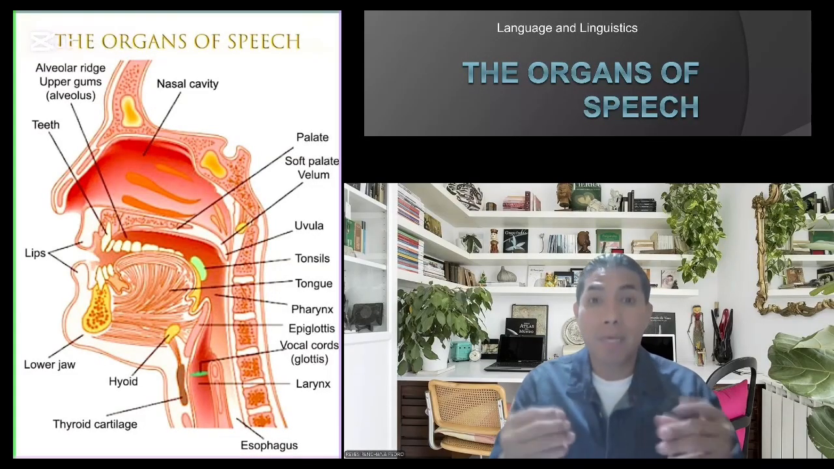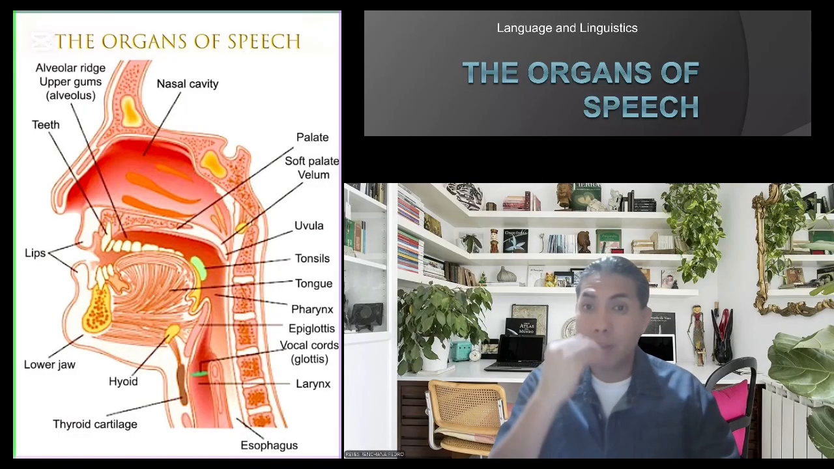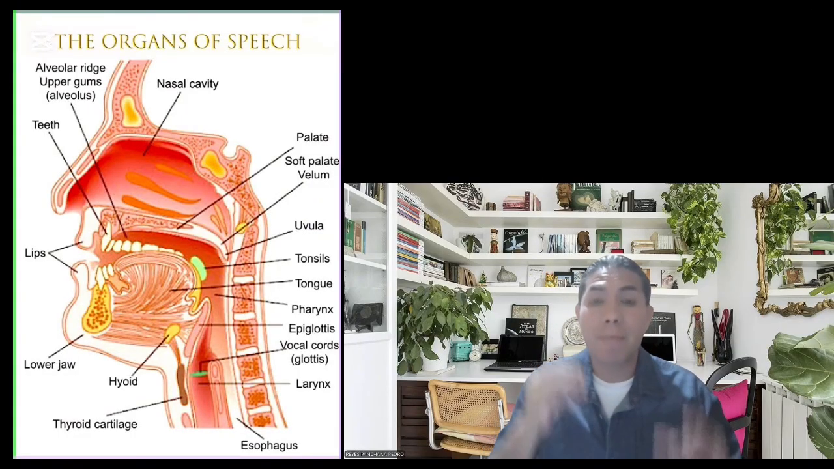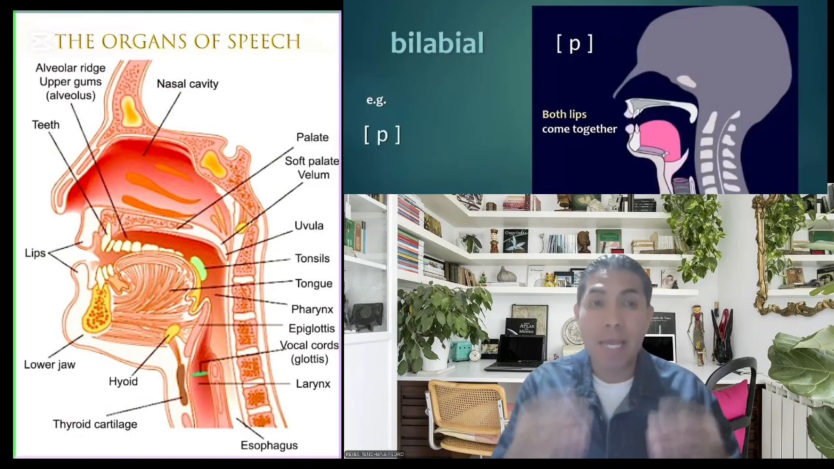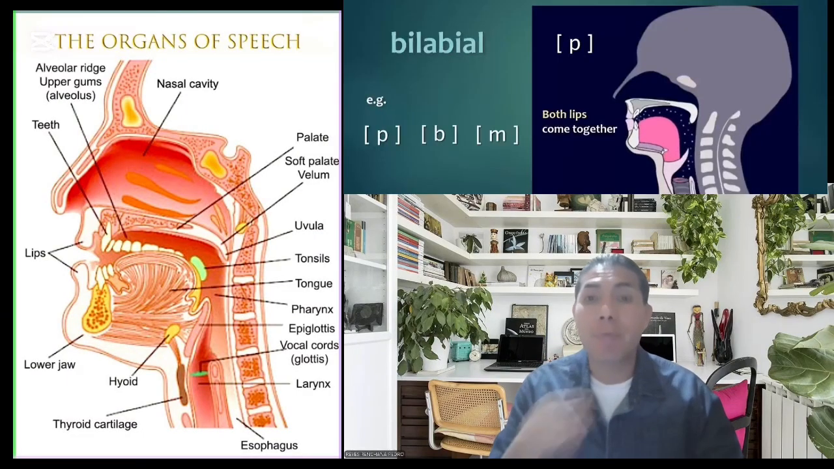The organs of speech: the lips help produce bilabial and labiodental sounds. Bilabial: the lips close, stretch the air, then release it. For example, a consonant voiceless plosive: air comes out quickly without vibration in the vocal cords.